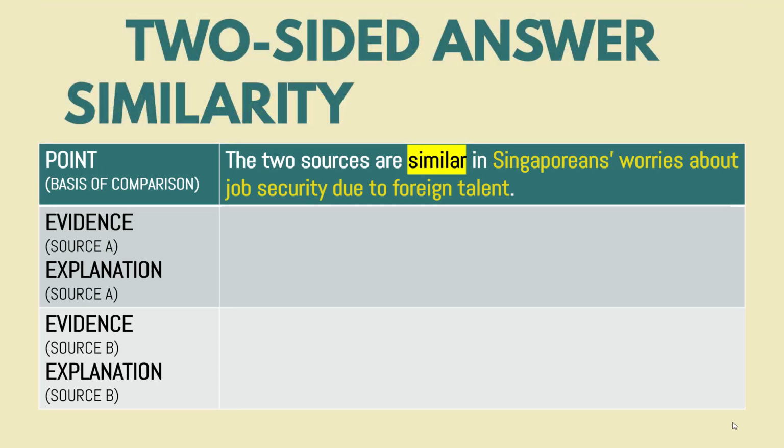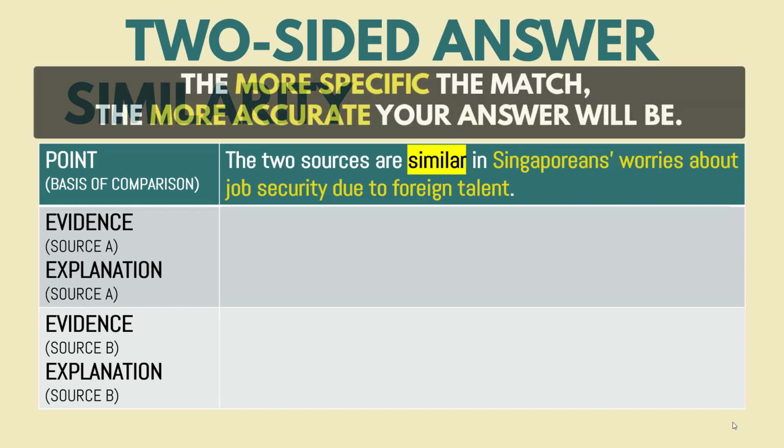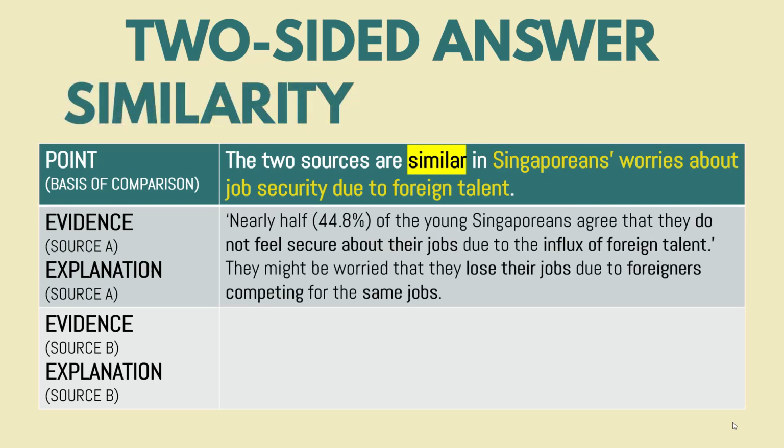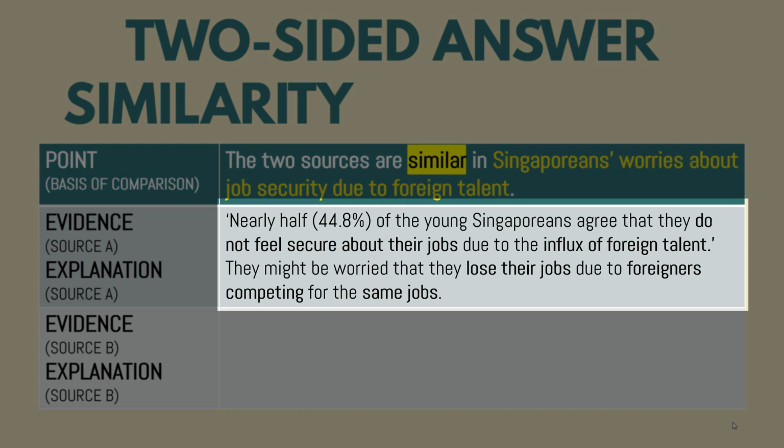Then after that, we'd like to see the basis of comparison, which in this case will be Singaporeans' worries about job security due to foreign talent. The more specific the match, the more accurate your answer will be. And we find the evidence, which is on talking about nearly half, which is our inference, and the actual quotation is 44.8, which I also place there, and it agrees that they do not feel secure about their jobs due to the influx of foreign talent.